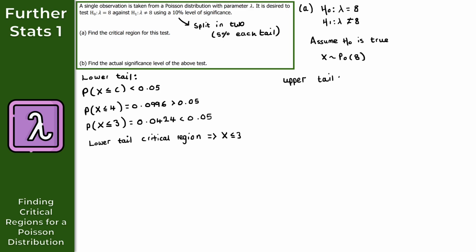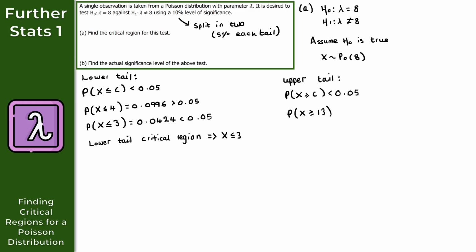So for the upper tail then, this time now we require the probability that our random variable x here is greater than or equal to some value, let's call that C again. And this must be less than, again, our significance level here of 5%, so less than 0.05. Again, you can do this either using your tables or just use your calculator. But either way, you should get the same as me here. So we have the probability then that x is greater than or equal to 13.